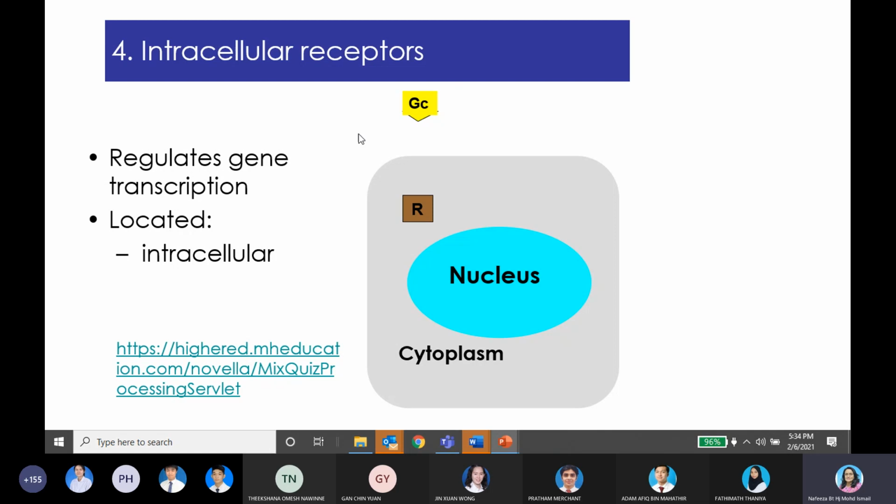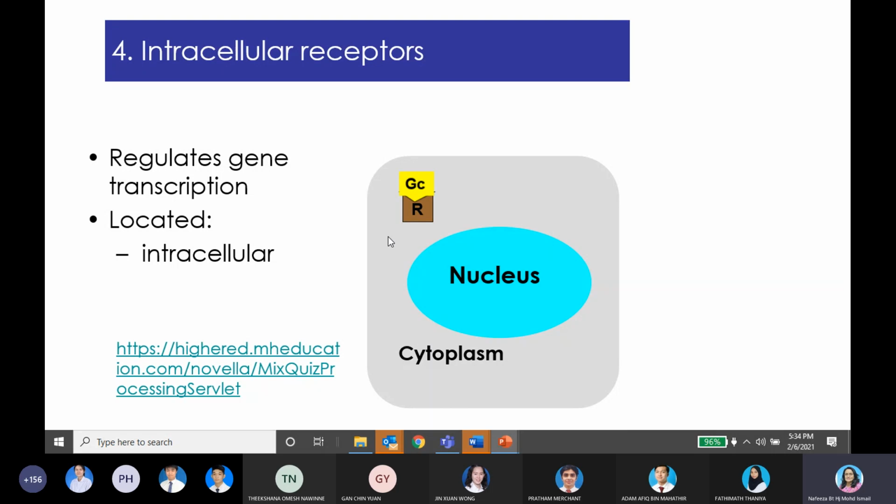First of all, glucocorticoids regulate gene transcription. Remember that, and it's located intracellularly. I think it's pretty easy to remember because it's the only one that you're taught that the receptor is in the cell instead of on the membranes. So glucocorticoids will cross the membrane and attach themselves to the receptors in the cell.